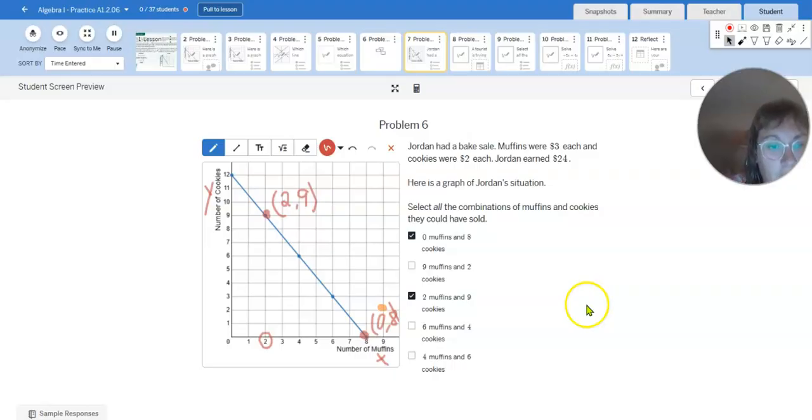6 muffins, 4 cookies. So here's our 6 muffins, go up to 4. No, that is not on the line. 4 muffins, 6 cookies. Here's our 4 muffins, and we go up to the line at 6 cookies. 4 comma 6 is on the line. So we have 3 of those selected. And when you're all set, push ahead to slide 8.